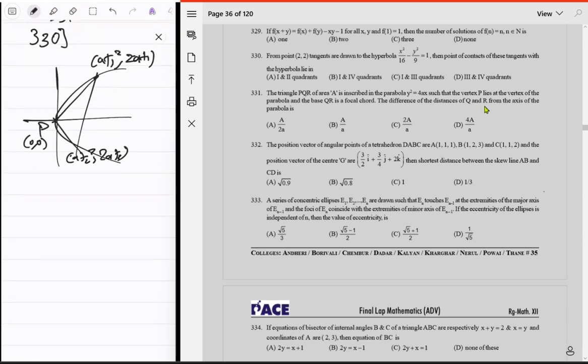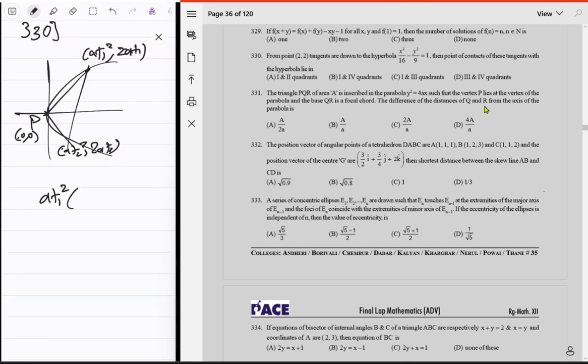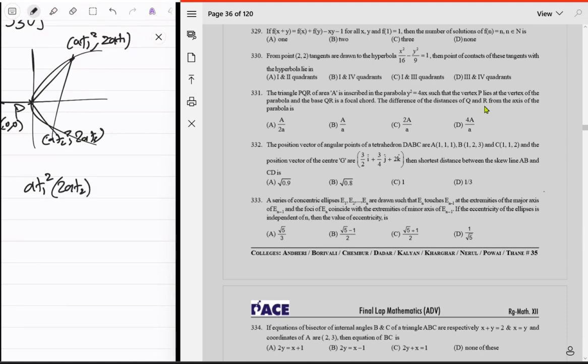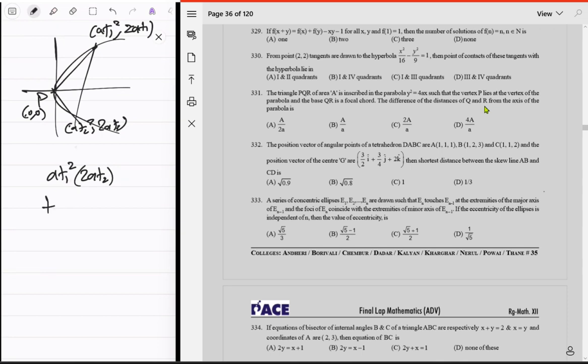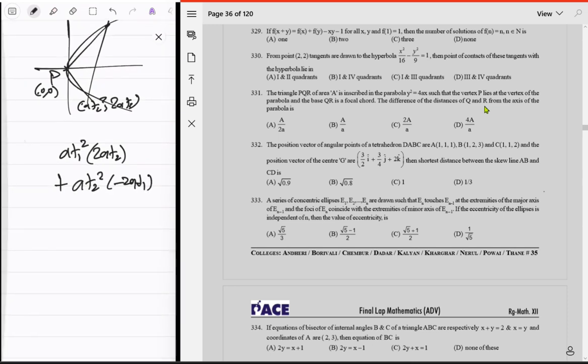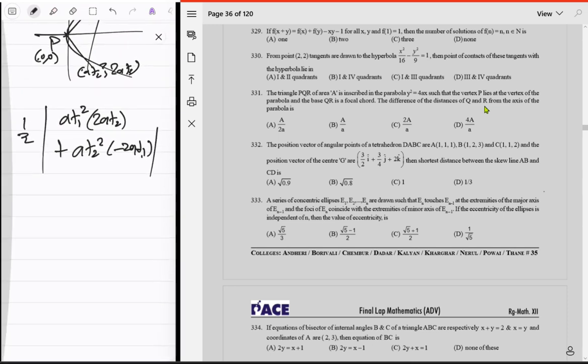So first of all, x1 and so on, and then its x is just a1 square times the difference of the y coordinates of the other two, which is 2a2 in clockwise fashion, and then plus a2 square, which is just clockwise, negative 2a1, half, and then take the mod of the thing, right?